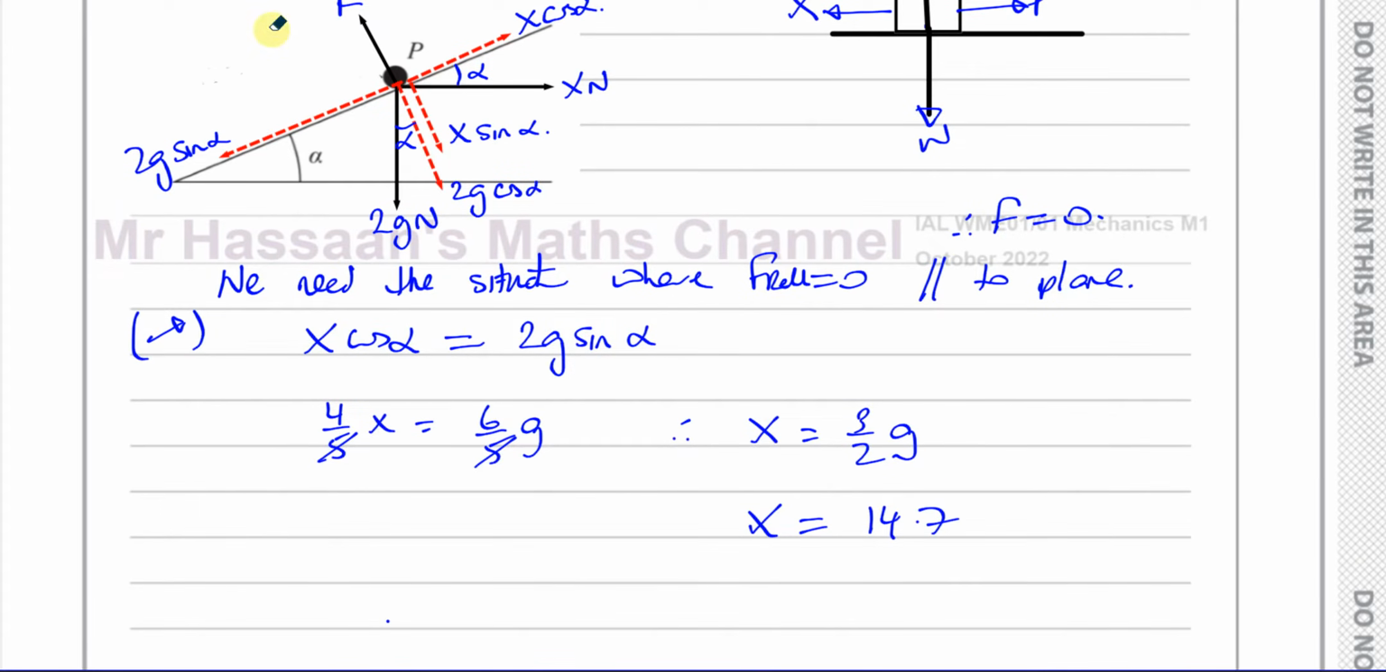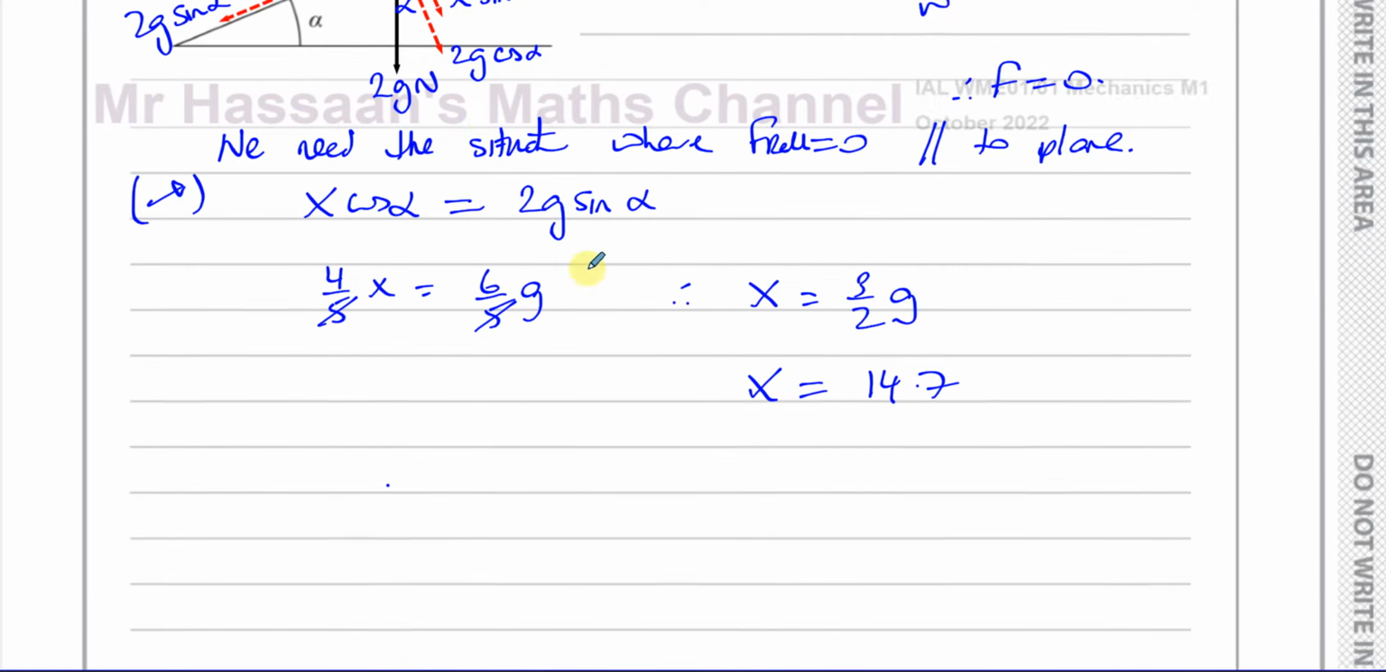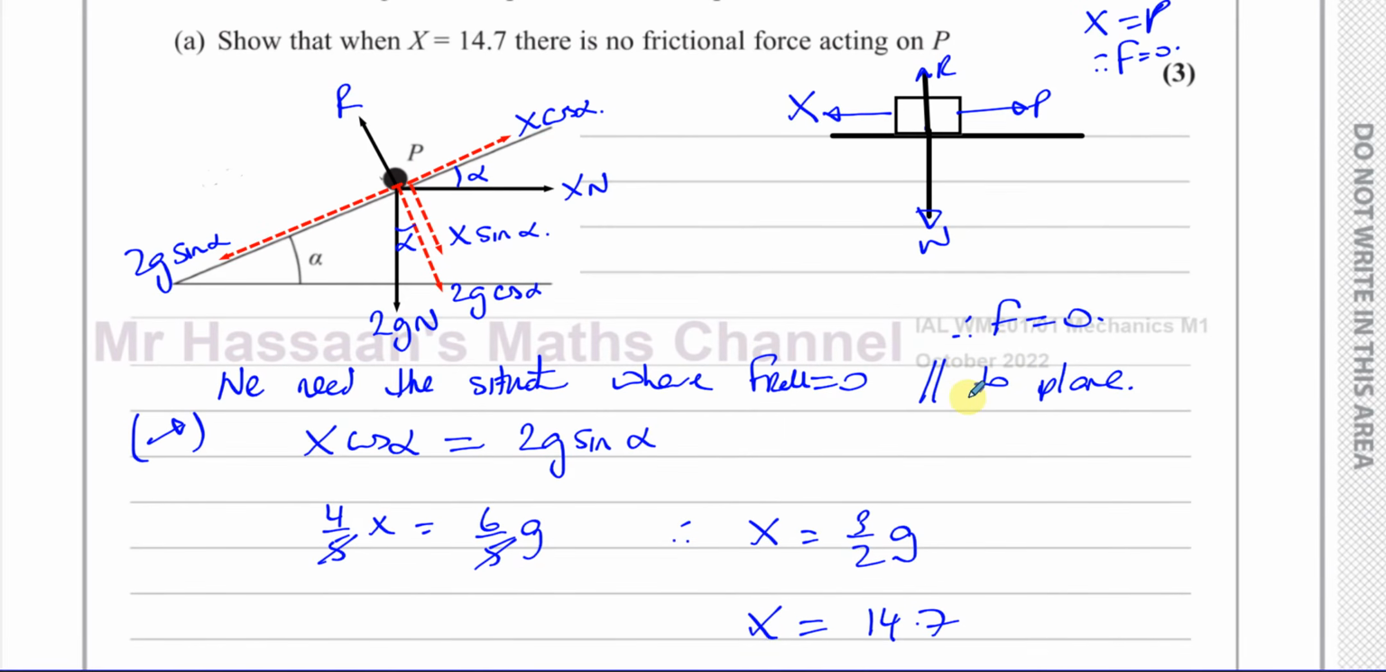We can make a little statement because they already gave us a value. It's better for us to make it clear. So we can say when x equals 14.7, the frictional force is 0. We can see that very clearly. We made F equal 0, so we ignored the frictional force, and that's when the upward force and downward force balance each other out. Because they balance each other out and it's parallel to the plane, there's no friction acting because this thing is not tending to move. There's nothing pushing it upwards or pushing it downwards.